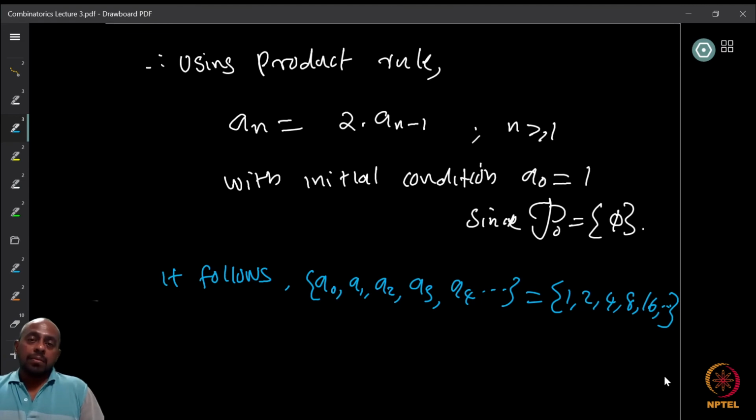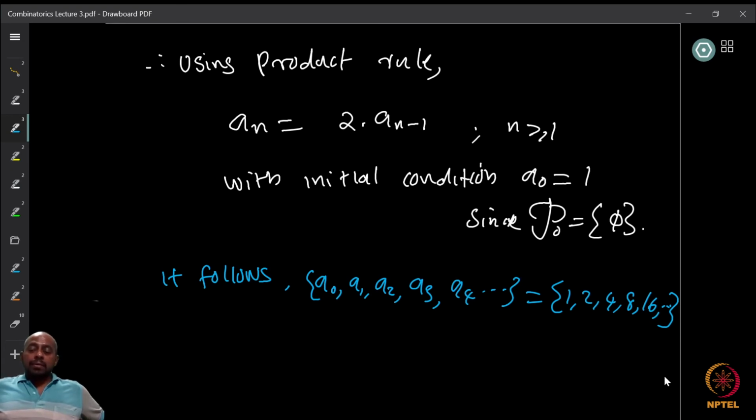Now, once you know this, using the product rule, we can figure out that an is equal to 2 times an minus 1, because whatever is the number of elements in Pn minus 1, we are doubling it. Any element here, I add n or I don't add n. Both ways I get a subset of Pn, and therefore I get 2 times this many. So for any n greater than or equal to 1, we have an equal to 2 times an minus 1.